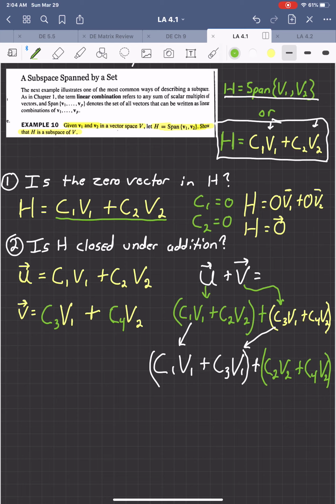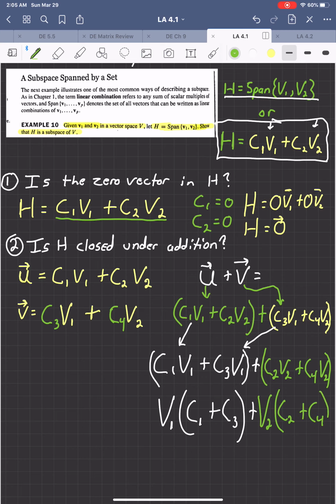All right, and now let's factor out v sub 1. If we factor out a v sub 1, we would be left with a scalar, c sub 1, plus another scalar. And then let's factor out a v sub 2, and we would simply be left with a scalar plus another scalar.